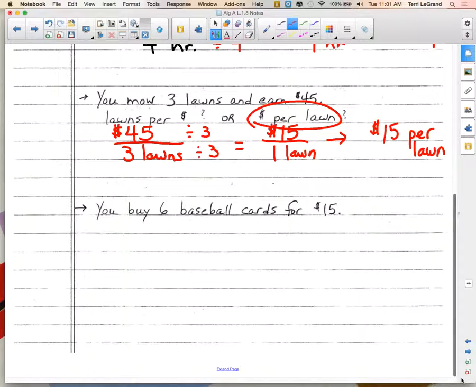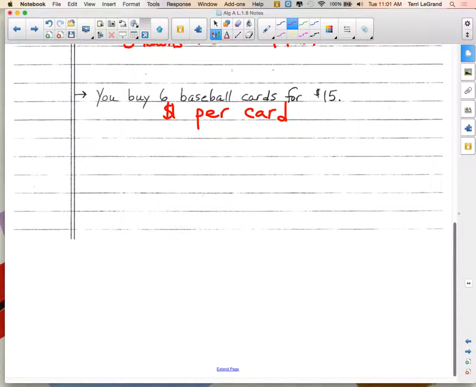What, Evan? We want to figure out how much every card is going to cost us, right? Wouldn't that be dollars per card? So that helps us set up our ratio in the correct order. Dollars per card. Use labels in your ratio.